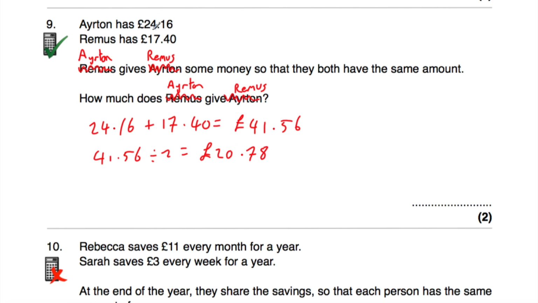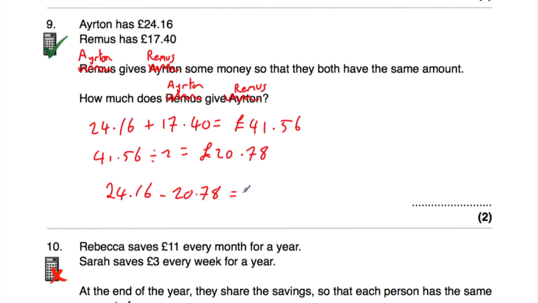So let's take that away from how much money Ayrton had to begin with to see how much money Ayrton would then have to give Remus. So if we had £24.16 and take away £20.78, that would tell us how much money Ayrton's given Remus. Alternatively, we could have taken the £17.40, how much money Remus had, away from his new amount to see how much his money's gone up by, to see how much Ayrton's given him. But if we do the subtraction, we'll get that amount of money.